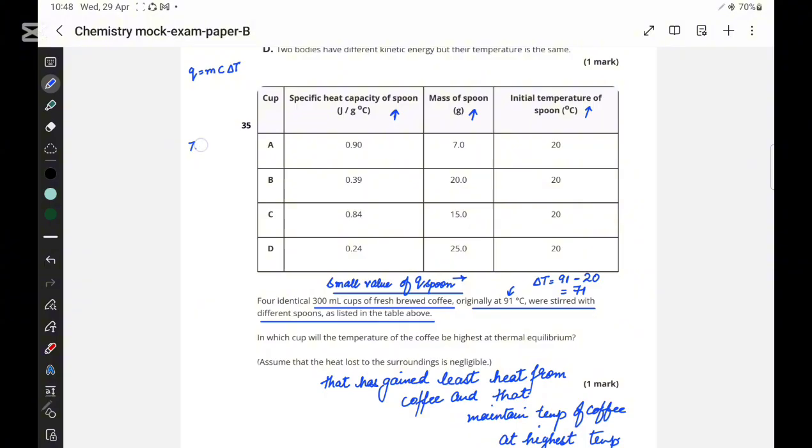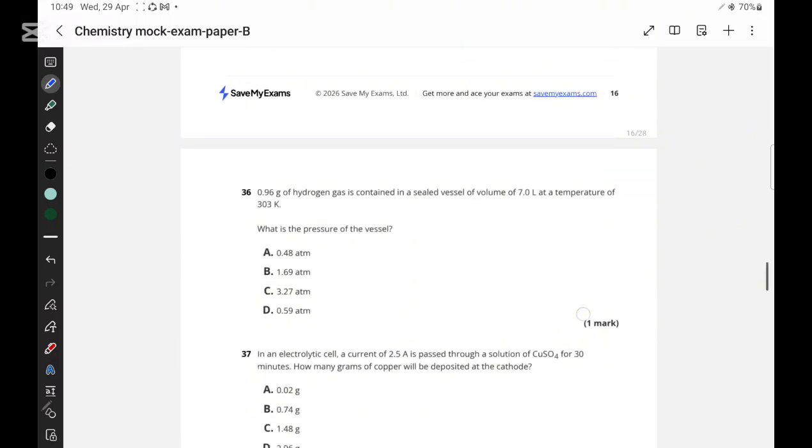That is 7.0 times M, where M is the mass, C is the specific heat capacity, and 0.9 times delta T is 71. So I'm doing it for each one of them, and let's see which is going to be the right answer. The least value of Q is for option D, and for the small value of heat of the spoon, that means it has gained less heat from the coffee, keeping the coffee at the highest thermal equilibrium. So the answer is going to be D.